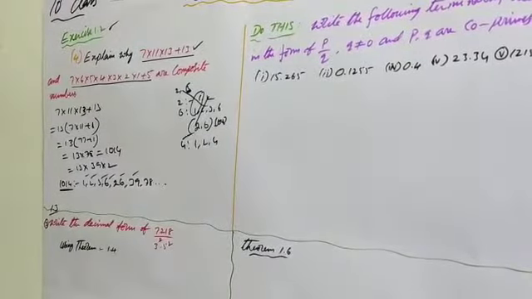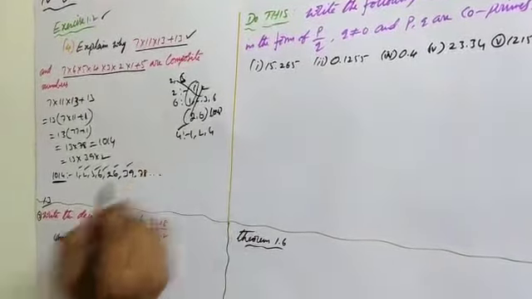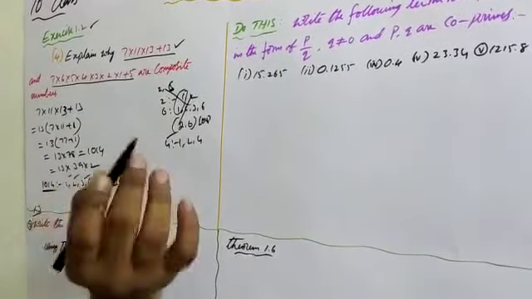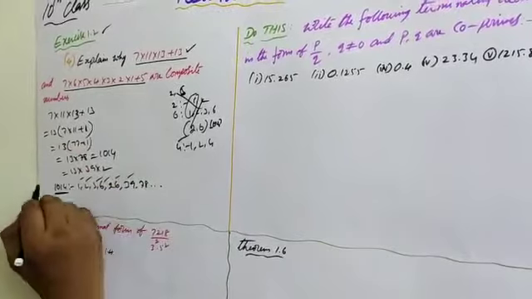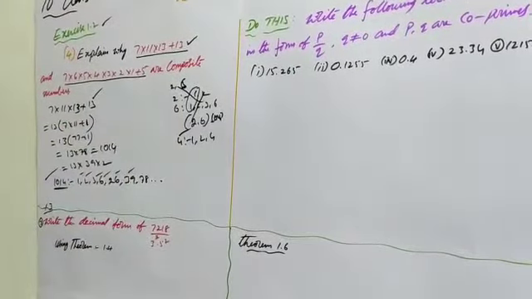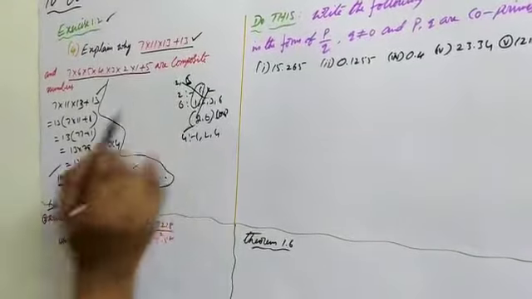What is the definition of a composite number? You take any number; if it has 3 or more factors, the number is a composite number. See, the number is a composite number. What is the second number?